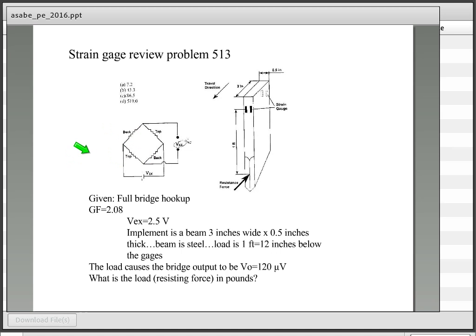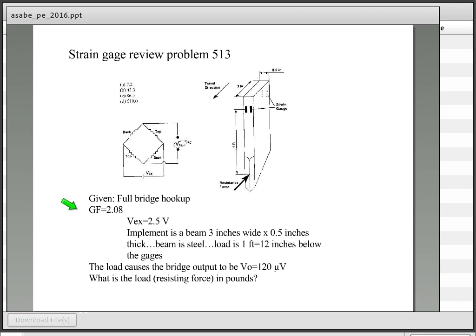And so this problem is saying that we're given a full bridge hookup. That means we have four arms of the bridge active. We're told we have a gauge factor of 2.08. That's information that would be given on the manufacturer's information for the strain gauge you might select. And we're told that we have excitation voltage of 2.5 across the bridge.